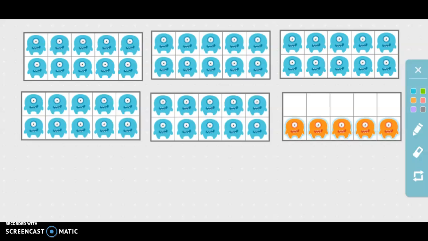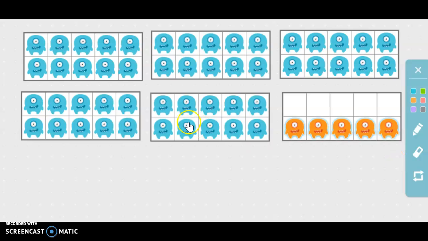Hello everybody. We've been using our 10 frames to do some adding, and then we tried some subtraction. Now we're going to count bigger numbers and see what we can find. So as you can see, there are a bunch of 10 frames here. We know that each one that is filled in is a 10, so we can then start counting by tens to see how many there are altogether.